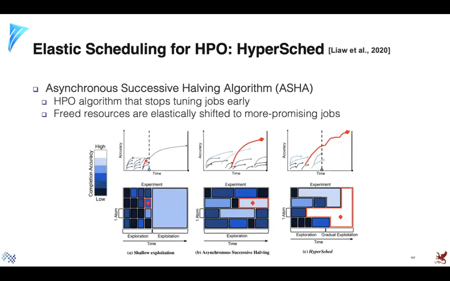Another example more recently is called Hyperscan, which also targets hyperparameter optimization workloads. Hyperscan, on the other hand, specifically targets a particular hyperparameter optimization algorithm known as asynchronous successive halving algorithm, or ASHA for short. And this is an algorithm which initially starts out many different jobs to explore different sets of hyperparameters and progressively kills jobs which do not seem very promising. And Hyperscan is able to speed up ASHA because it progressively allocates more resources towards the more promising jobs as they are identified and make themselves known.